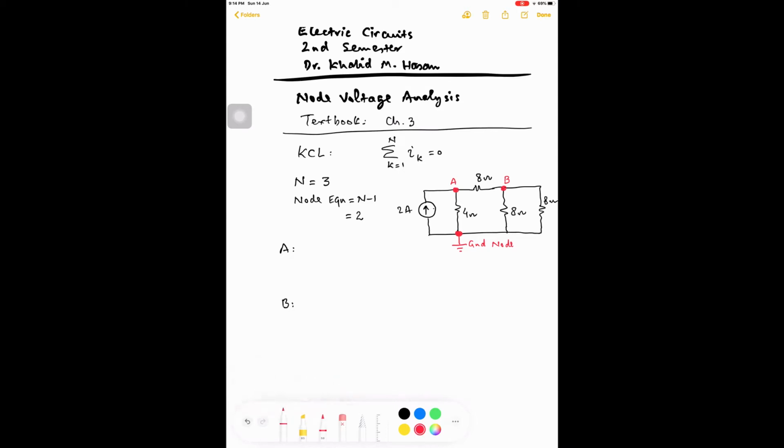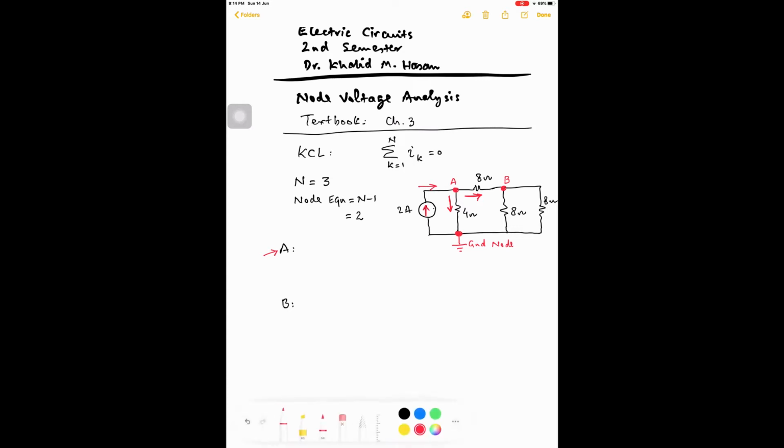Now, in writing node equations, one method is to assume that all the currents are flowing away from the node for which we are writing equation. Presently, we are writing equation for node A. We assume that current through this 4 ohm resistance is flowing away from the node and through 8 ohm is flowing away from the node. Current source, when a current source is connected to a node, this is an exception. We will follow the direction of the current indicated in the symbol of the current. So this current is coming towards node A.